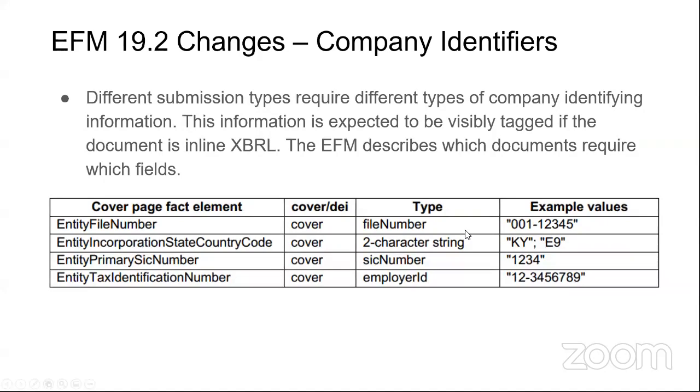So these new document types being added kind of restrict what you're allowed to put in there. In some cases, transformations can help. The entity incorporation state country code is expecting a 2-character string, like K9, KY or E9. But if a valid SEC transformation exists for those, for example, Kentucky, you can transform the state name Kentucky into that 2-character string and still file it.